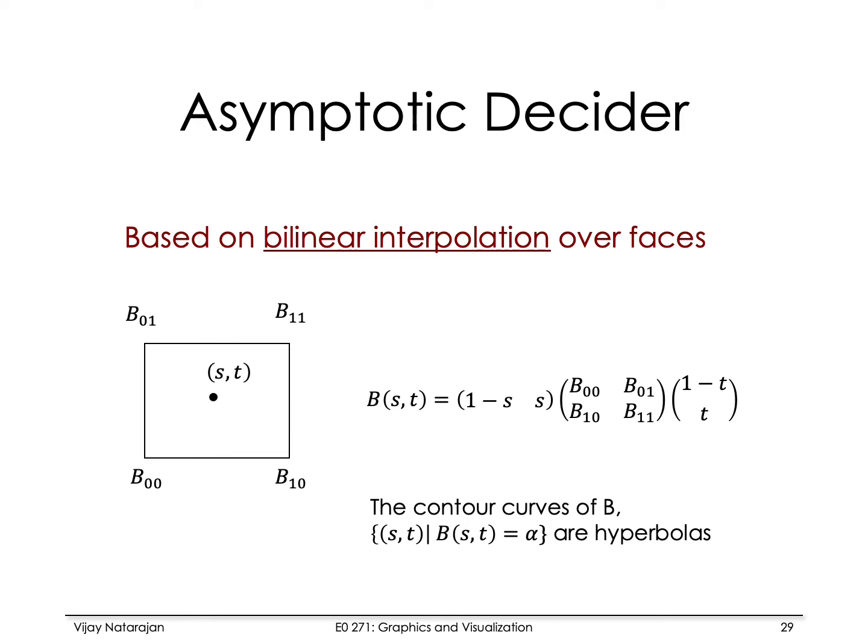So if the function sampled at the end vertices of a face is b sub 0,0, b sub 1,0, b sub 0,1 and b sub 1,1, then the value of the scalar function at a point (s,t) is given by the expression that you see on the right. You can see that the weight associated with b sub 0,0 is equal to (1 minus s) times (1 minus t).